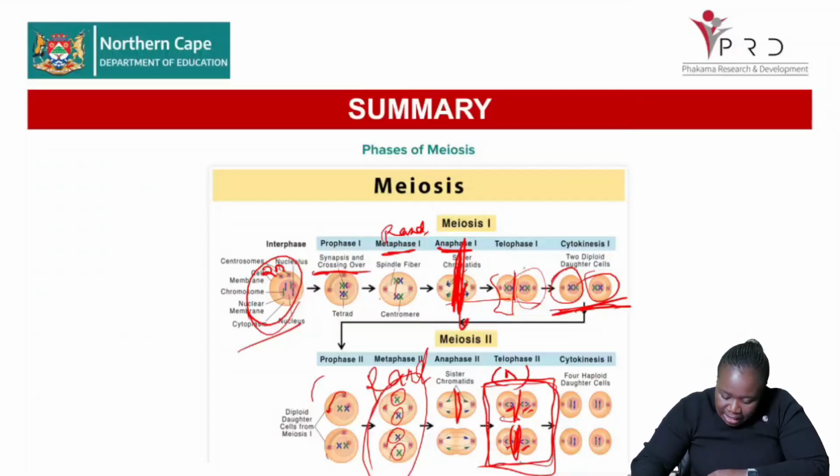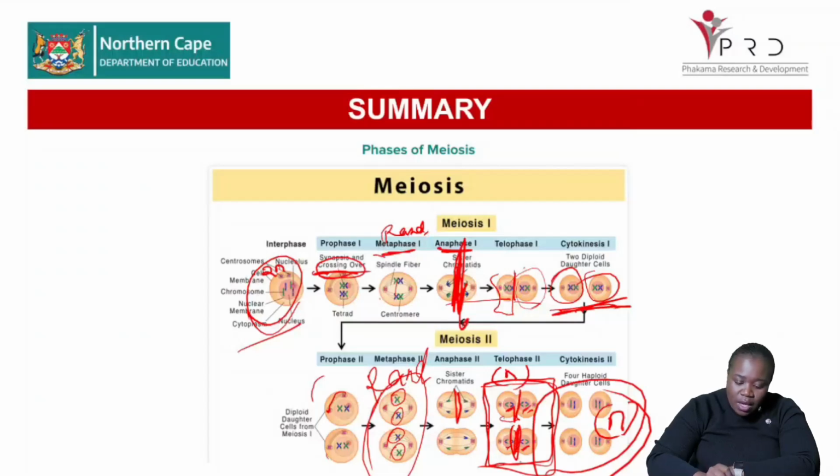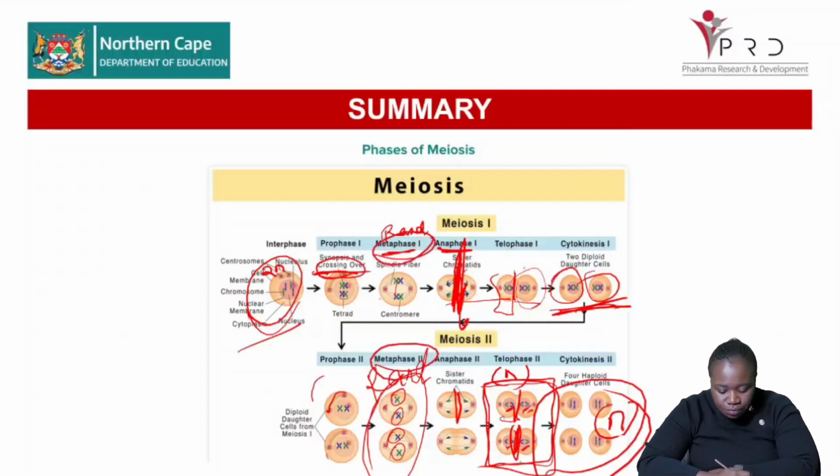Right. And then at the end of our cytokinesis, we now have four cells that are haploid, four cells that have half the number of chromosomes, and cells that are genetically different from each other. We know they are different from each other because of crossing over in prophase 1. They are different from each other because of the random arrangement of chromosomes in both metaphase 1 and metaphase 2.